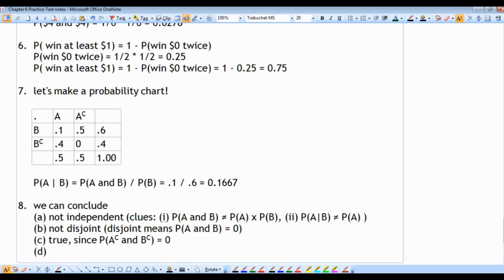D, A and B are complementary. Complementary means they add up to 1, right? Are they? No. Oh, because 0.6 and 0.5? Yeah. Wait, can you explain complementary? There are two things for complementary. Okay. Not complementary.